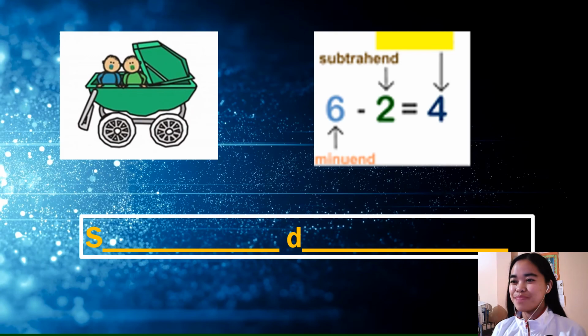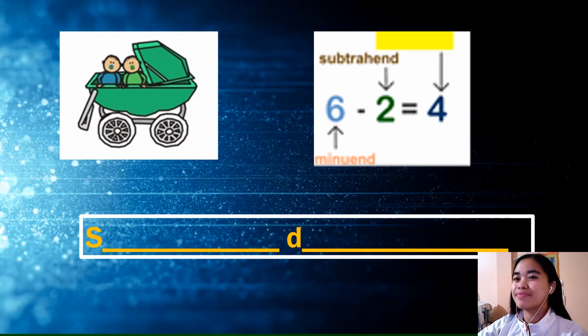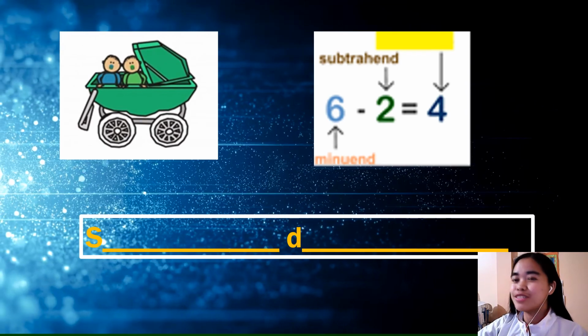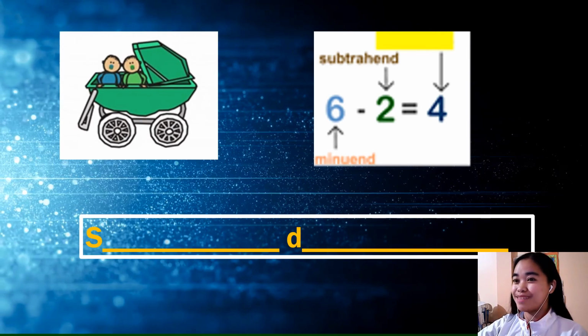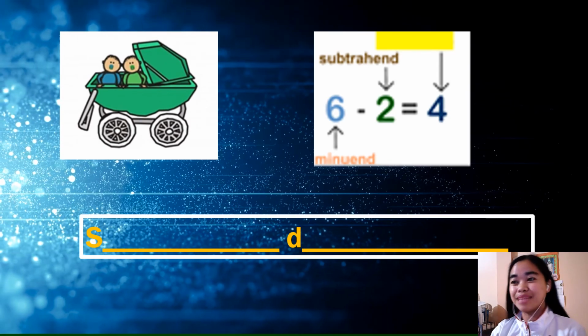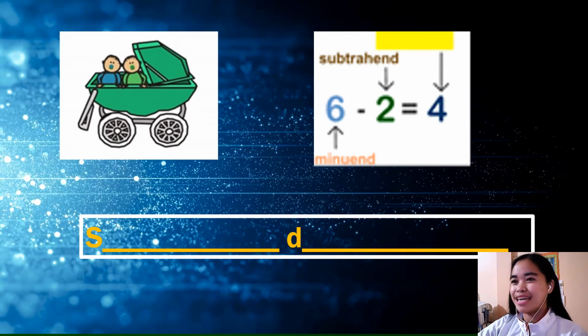For the second pair, we have here the first word. How do you describe a twin? They are blank. The second word is in math.